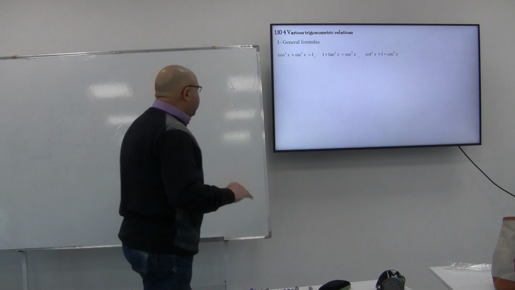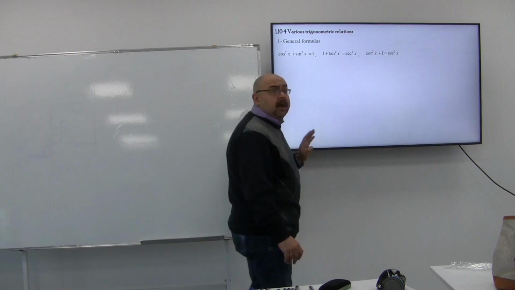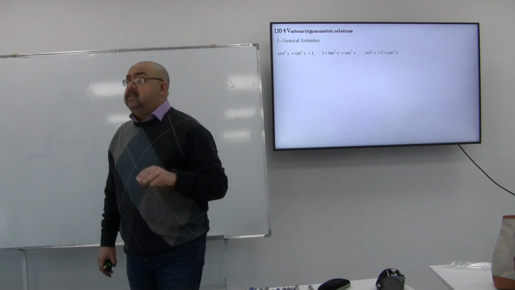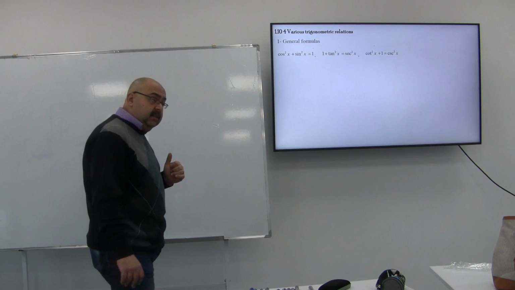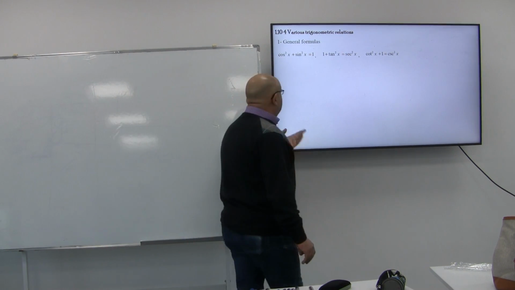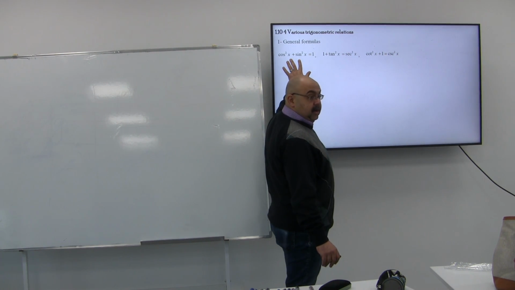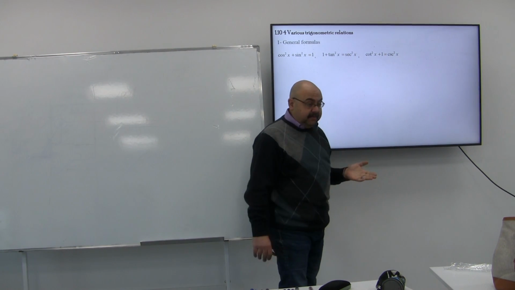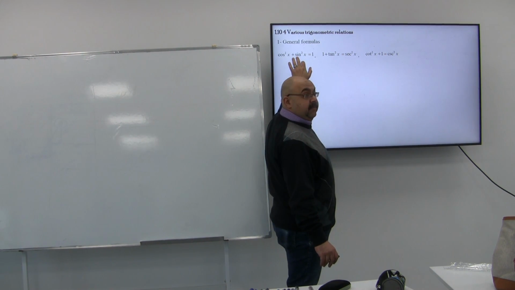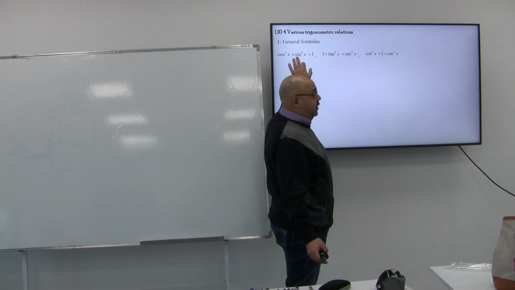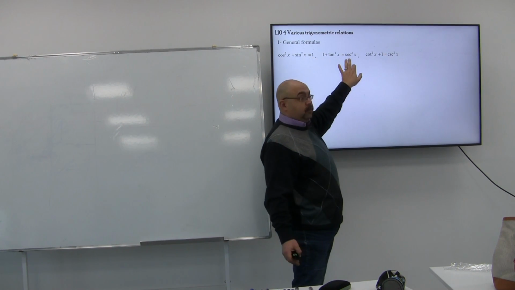I will start with this simple identity, which is cosine square x plus sine square x equals 1. It's really very simple, and you can get the other two identities from this identity. All I have to do to get this one is to divide this identity by cosine square. So if I divide it by cosine square, this is going to be 1. This is going to be sine square divided by cosine square, which is simply tan square. And this one is going to be 1 over cosine square, which is sec square.